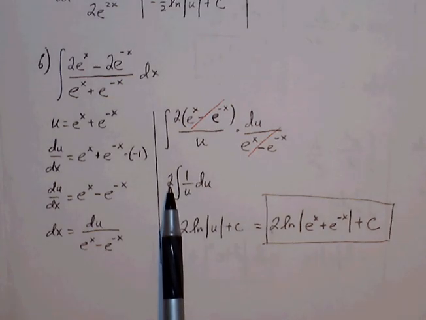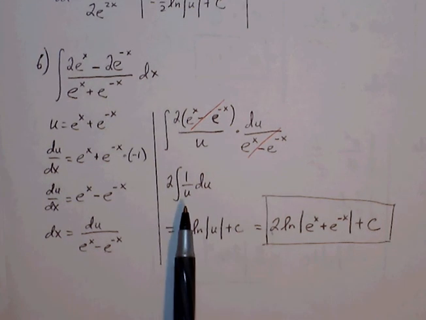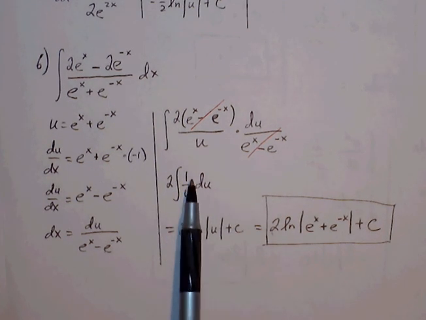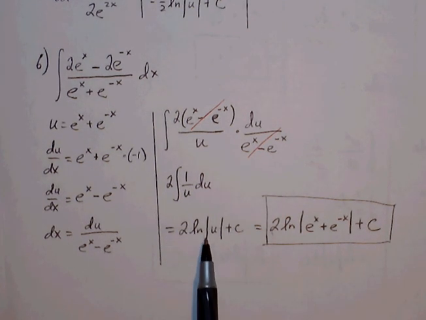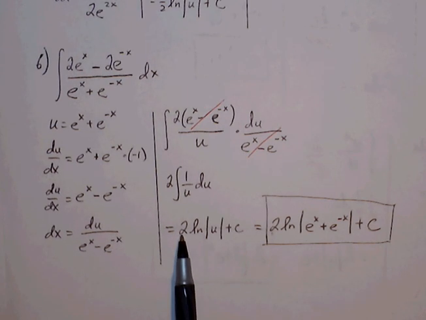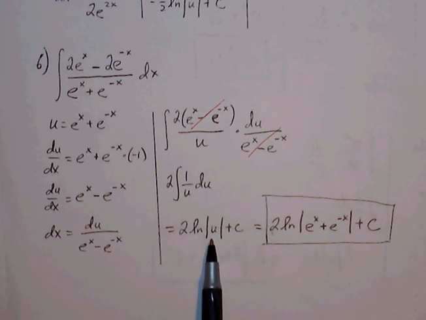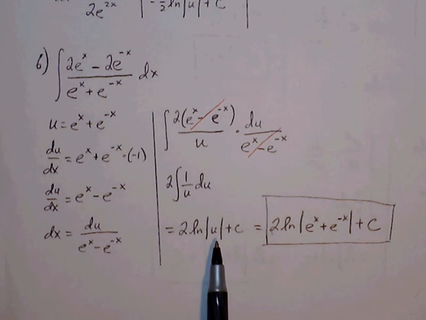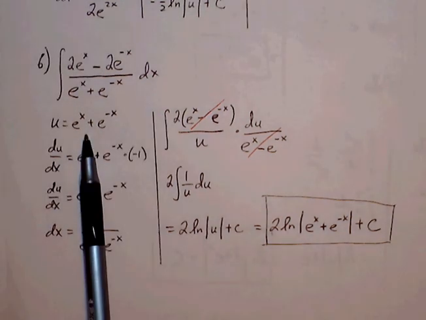The integral of 1 over u is simply the natural log of the absolute value of u. We keep the 2. And now u gets replaced in terms of x, which is our initial assignment. So 2 natural log of the absolute value of e to the x plus e to the negative x plus c.